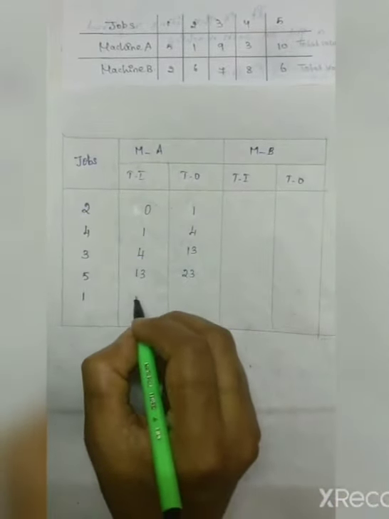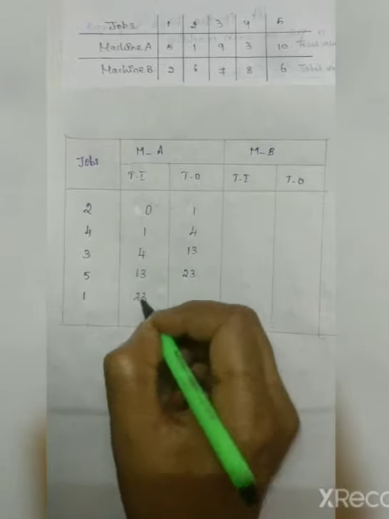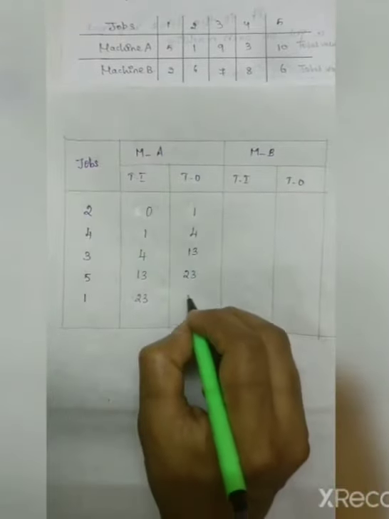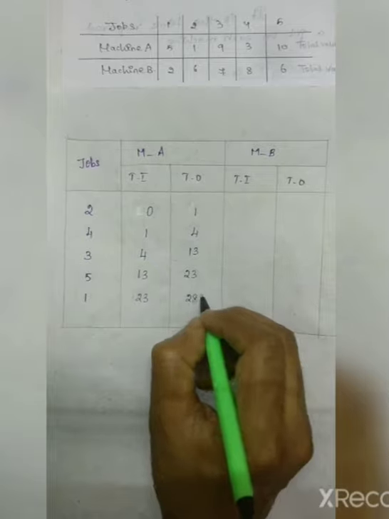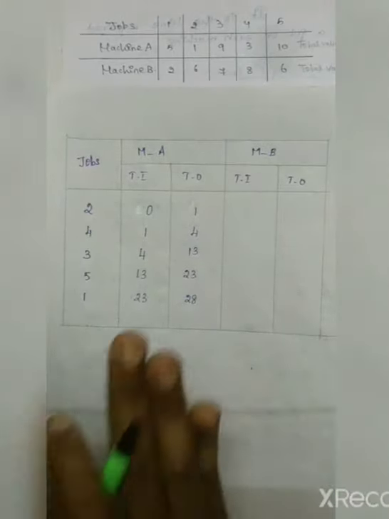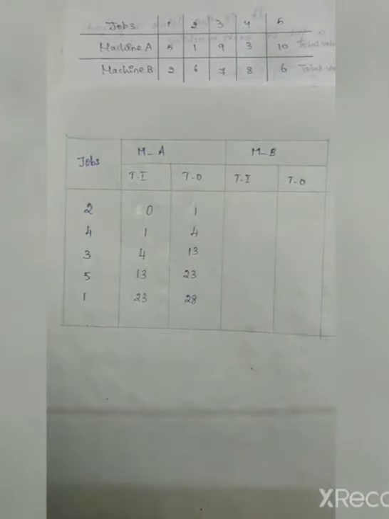So job 1 time in is 23. Finishing time will be 5. So this will be 28. So the first machine is cleared. Next we have to come with the second machine. So here you have to listen.